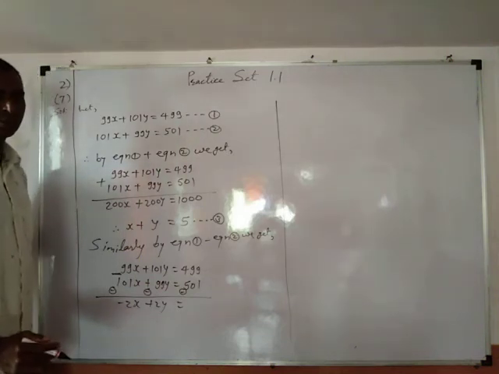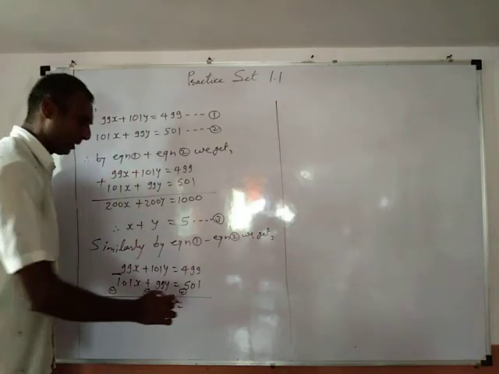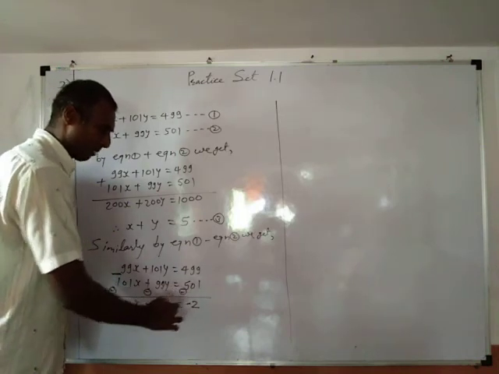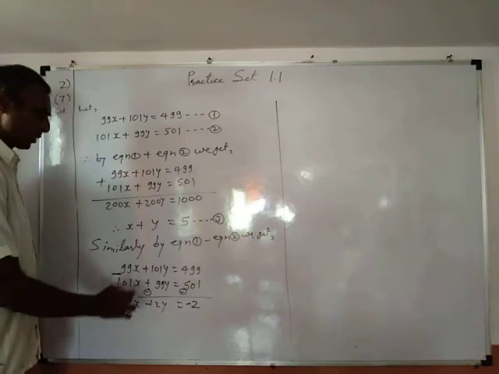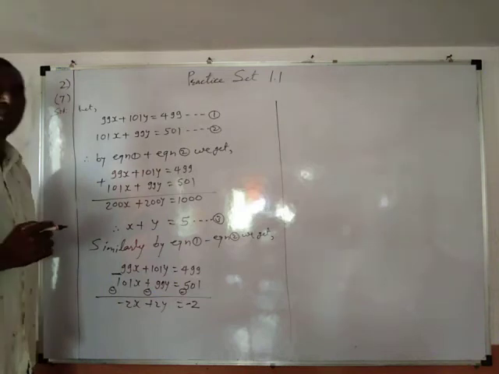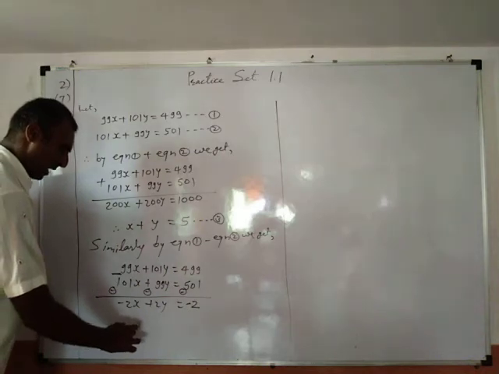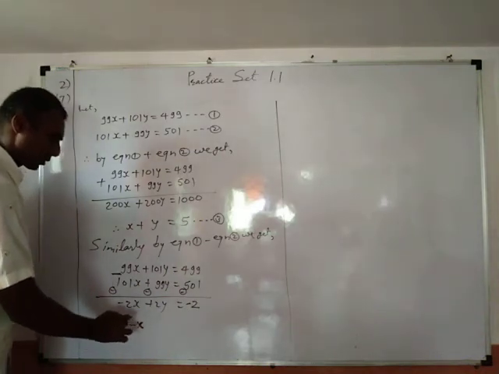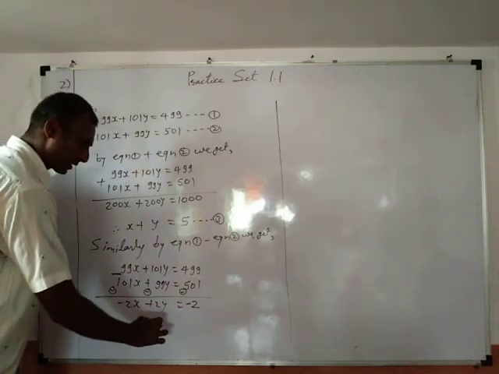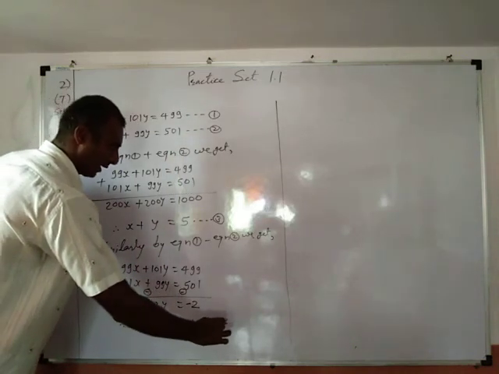501 cannot be subtracted from 499, but 499 can be subtracted from 501, giving a difference of 2, but the sign will be minus. Now minus 2x plus 2y equal to minus 2 means this equation is completely divisible by 2. Dividing both sides of this equation by 2 we get minus x, because minus 2x upon 2 gives us minus x, plus 2y upon 2 gives us plus y, equals minus 2 upon 2 gives us minus 1. Let's call it equation 4.